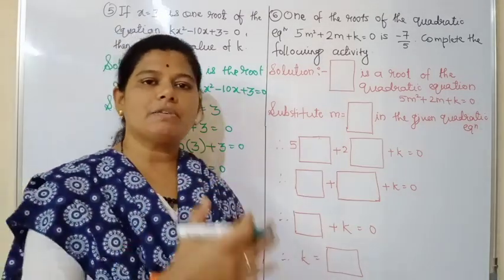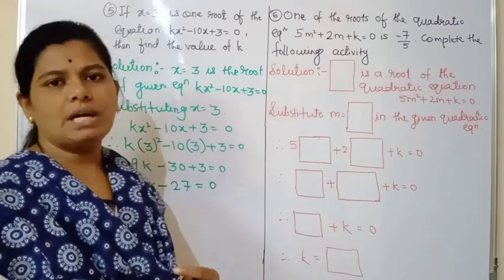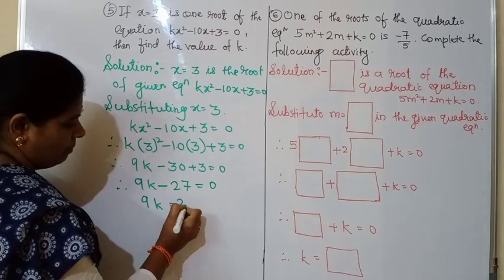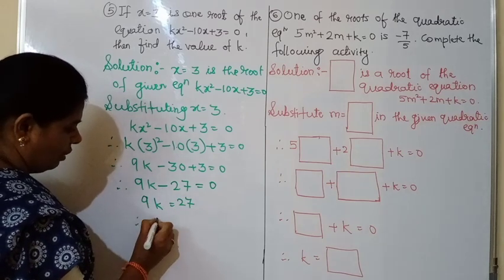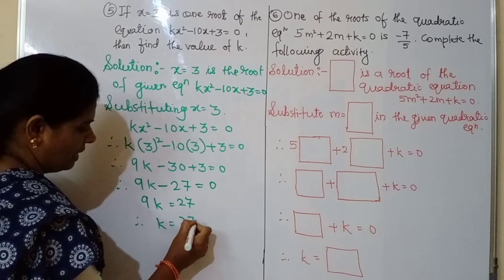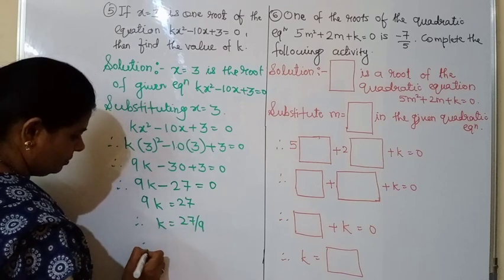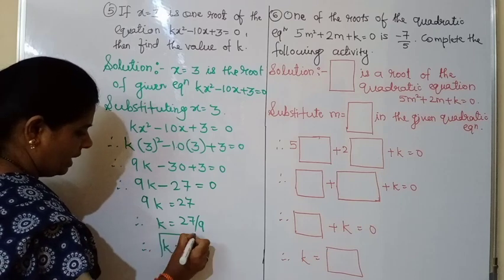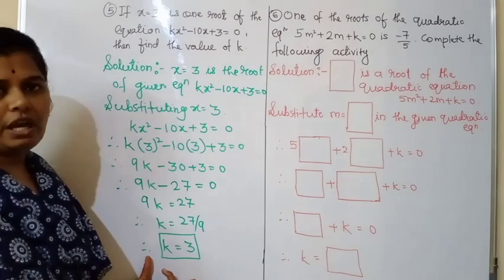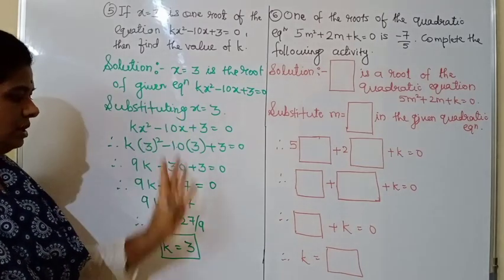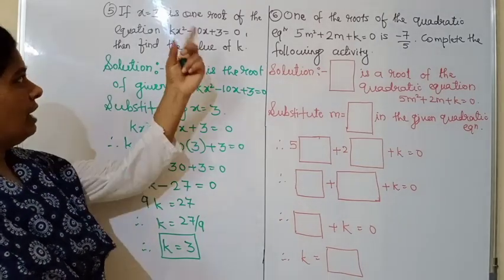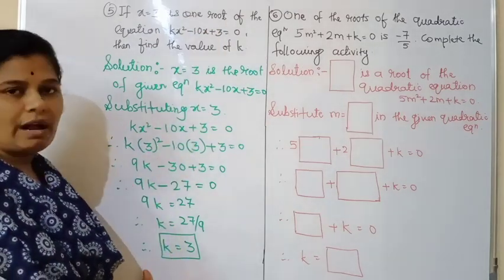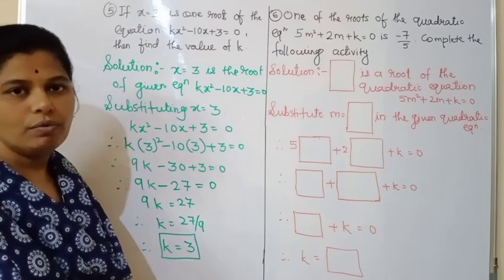Now minus 27 will go towards 0, or towards the right hand side, and it will become plus 27. So that will be plus 27, and therefore k is equal to 27 upon 9. All of you know that 9 3s are 27. So we will get the value of k, that is k equal to 3. Okay. So in this way, always keep in mind that whenever such kind of questions are asked in the exam, you have to substitute the value of x and you have to find the value of k.